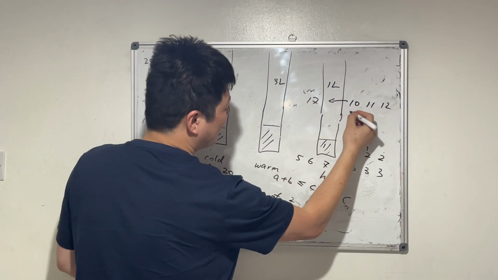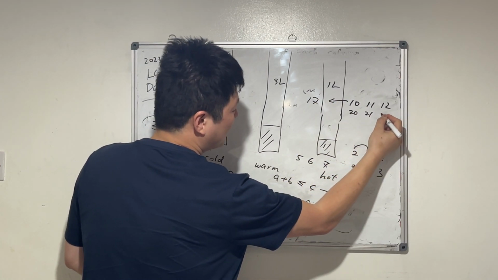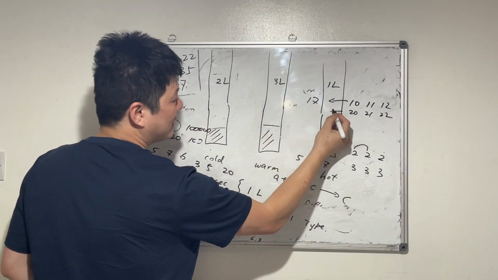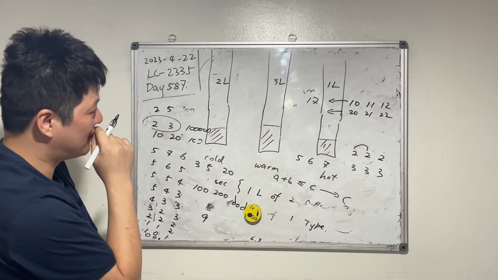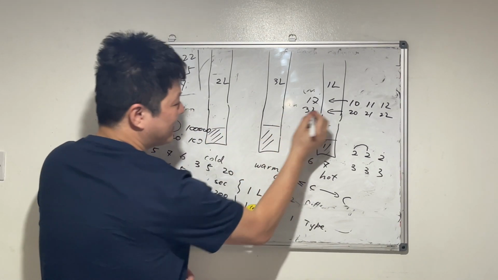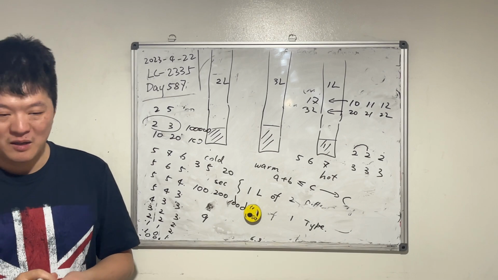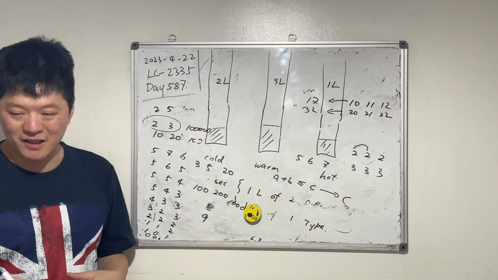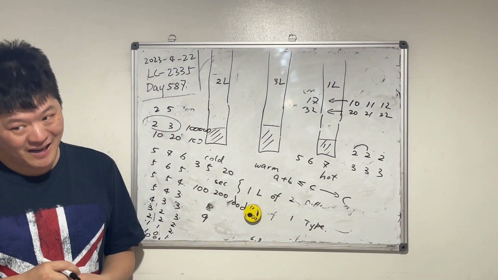Okay, another example. 20, 21, 22. What's the answer? Is it 30? 32. Oh. Okay, I give you a hint. What's the optimum situation? In 1 second I can drink 2. Yes, I can drink 2.